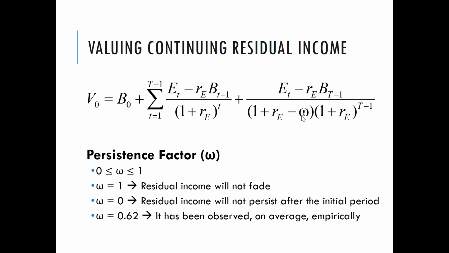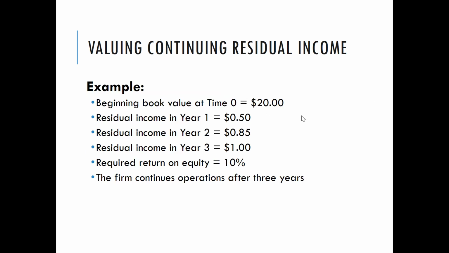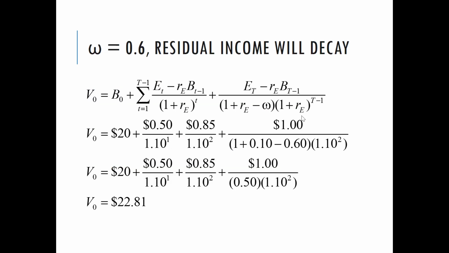So again, I don't want you to memorize the formula, but you need to know how to apply it. You need to understand why we need to consider persistence. So in this example, we might actually use this persistence formula with the assumptions of a beginning book value of $20, residual income in years 1, 2, and 3 of 50 cents, 85 cents, and $1, and a required return on equity of 10%. We're assuming a termination after 3 years, and we can also assume a persistence factor of 0.6, which is given to you at the top of the slide.